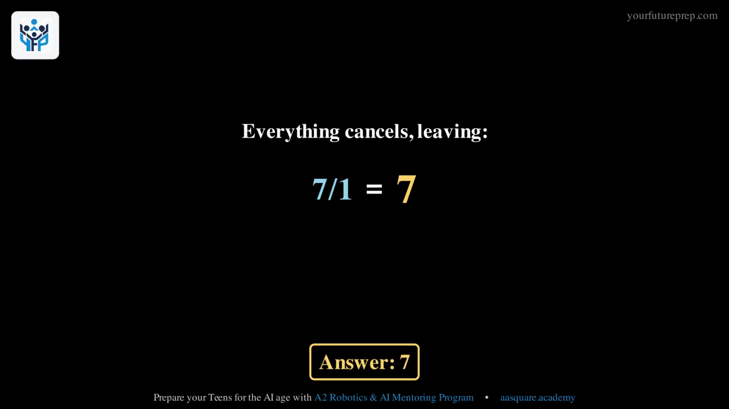After all the cancellation, we are left with just 7 over 1, which is 7. The answer is 7. Choice D.